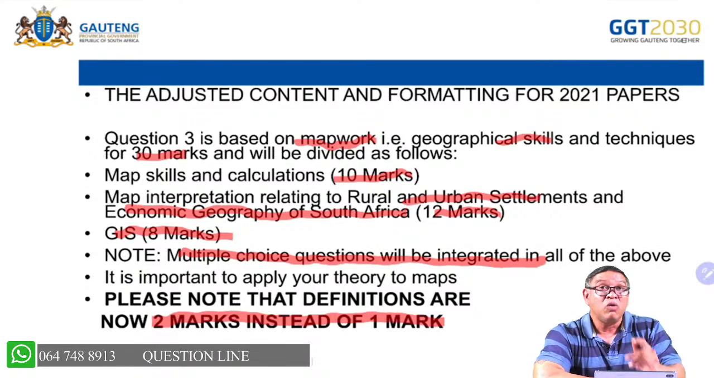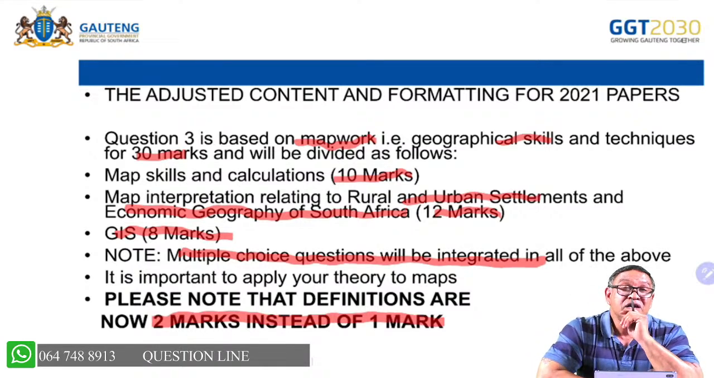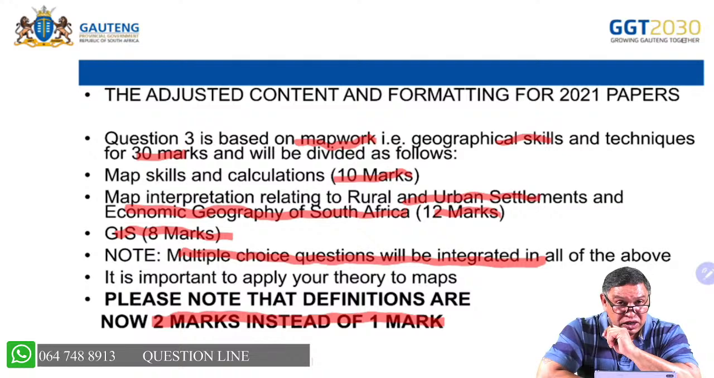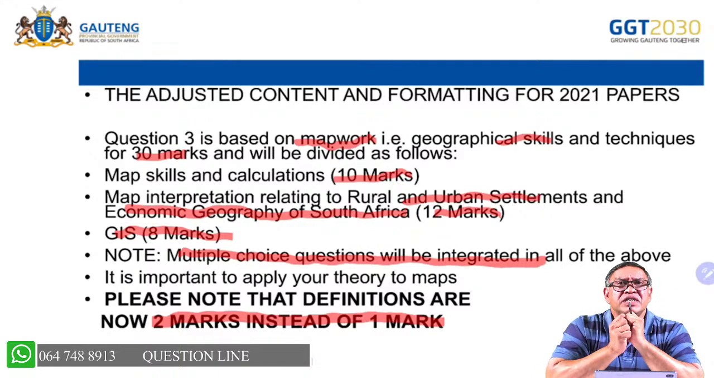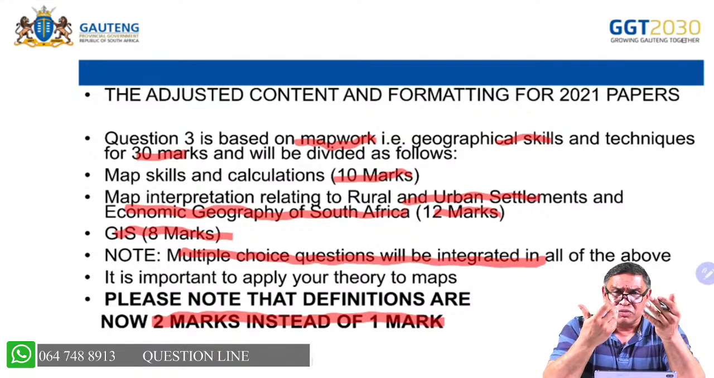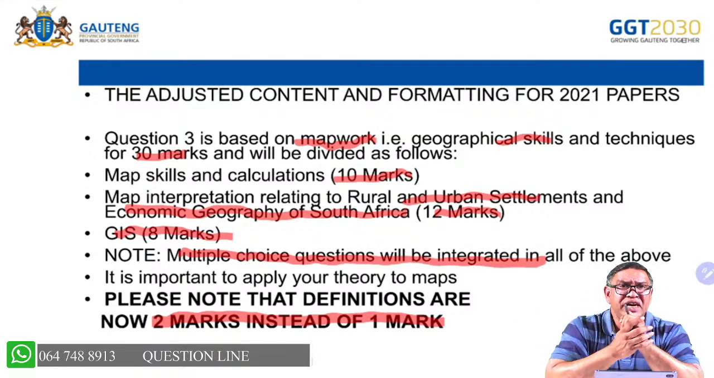Definitions are now 2 marks. So what does that mean? 2 marks out of 15 marks of a subsection is a lot of marks. So we expect proper definitions. I'm just giving you an example of rural-urban migration. Define that. And if you write, it's the movement of people to the urban areas.